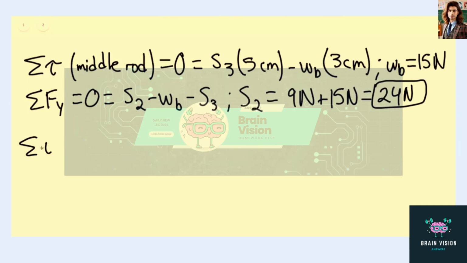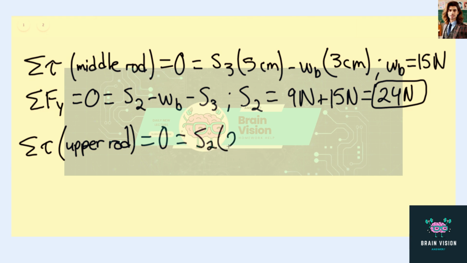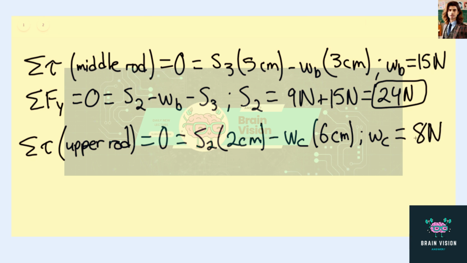Now for the last rod, the sum of torques in the upper rod is going to equal 0. And again, this is going to be equal to S sub 2 times 2 centimeters minus W sub C times 6 centimeters. Now W sub C is going to be equal to 2 times 24, which is, of course, 48, divided by 6 centimeters. 48 newton centimeters divided by 6 centimeters would be equal to 8 newtons. So W sub C would be 8 newtons.